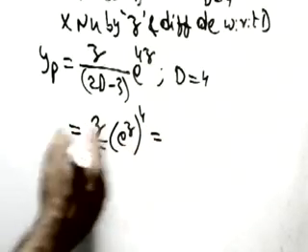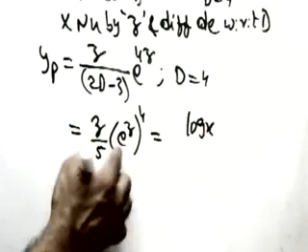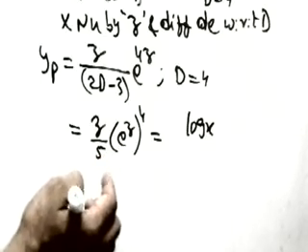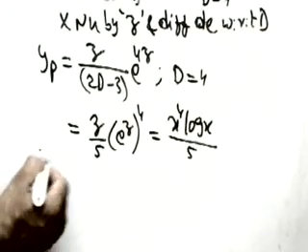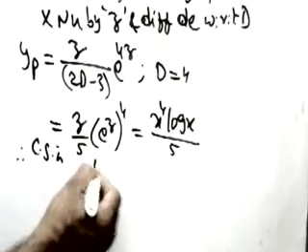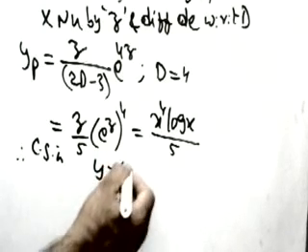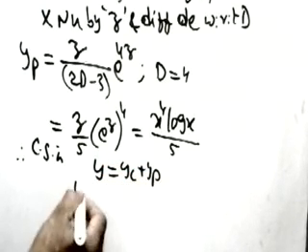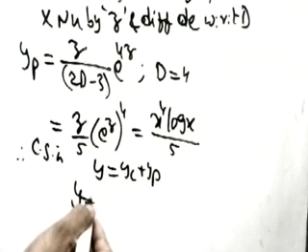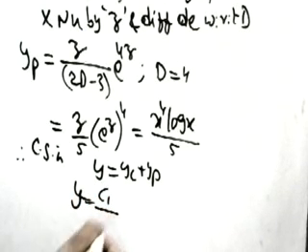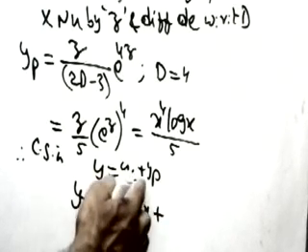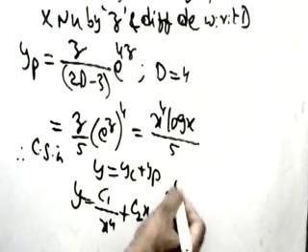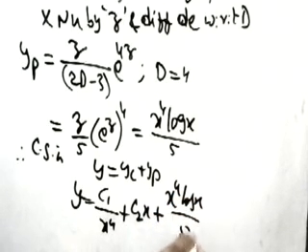Now in the above we have already noted that z value is log x. We have e power z as x, so this will be x power 4 by 5. Now therefore the complete solution is y equals yc plus yp. We got yc already: c1 by x power 4 plus c2 x. Plus yp, which is x power 4 log x divided by 5.